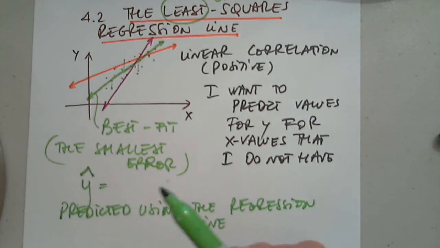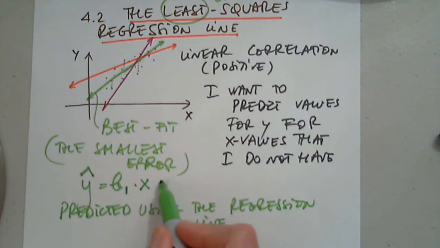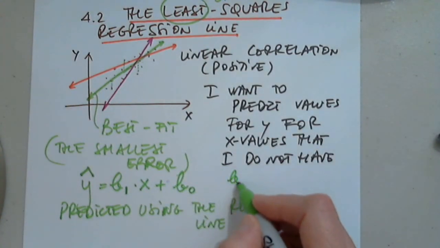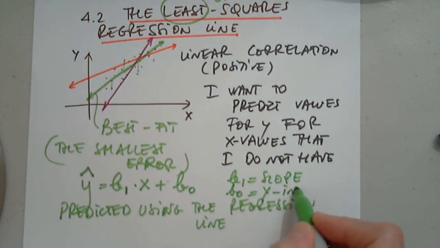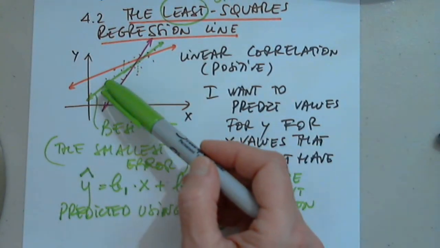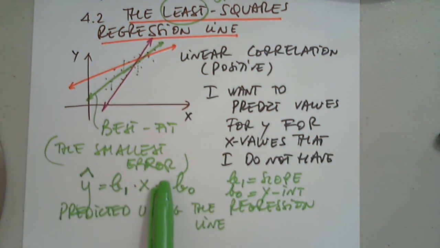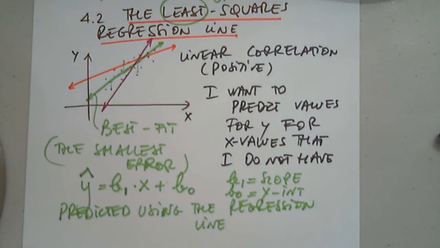So it will have a slope, which is denoted by b sub 1 multiplied by x, plus it will have b sub 0, which is the y-intercept. So b1 slope, b0 y-intercept. The equation of this green line has the smallest possible error from all the possible lines that I could draw through these points, and this is the one that I will use to predict.